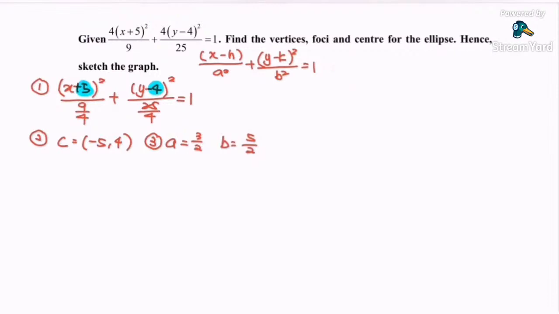So in here we notice that the value b is greater than the a. So it means that here we have the major, and this one is the minor, which is the x-axis. Next, what we have to do is to find the value of c. So for this case, c squared is equals to b squared minus a squared, because the value b is greater than the value a. So we will have 25 over 4 minus 9 over 4. So c squared is equals to 16 over 4. So c is equals to 2.